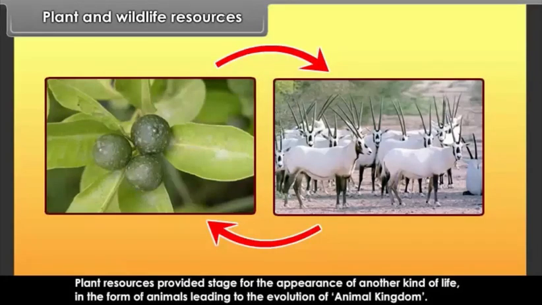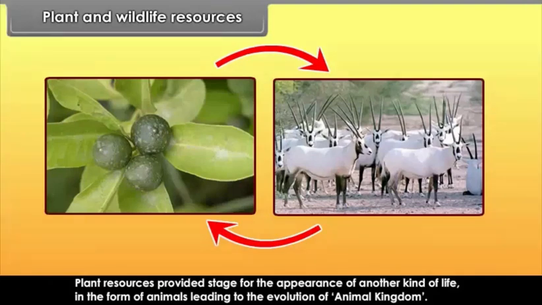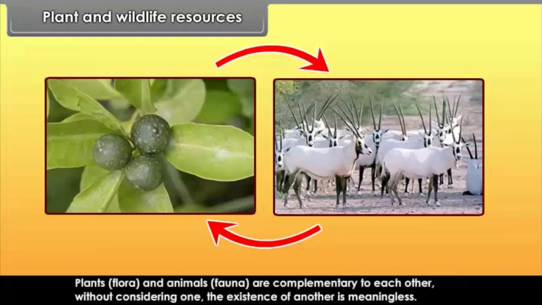Plant resources provided stage for the appearance of another kind of life, in the form of animals, leading to the evolution of animal kingdom. Plants, flora, and animals, fauna, are complementary to each other. Without considering one, the existence of another is meaningless.